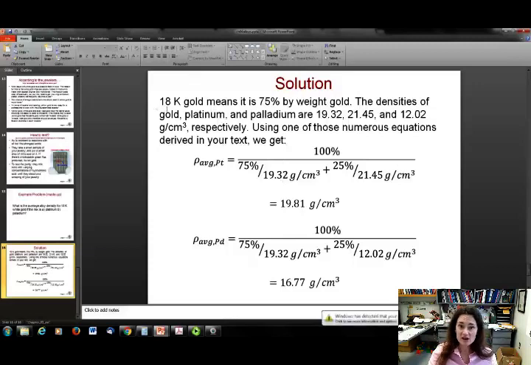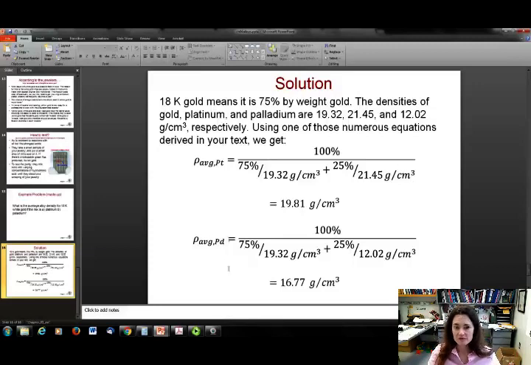So first of all, 18 karat gold, 18 divided by 24 gives you 0.75, and that means that you have 75% by weight gold. Now the densities of gold, platinum, and palladium are 19.32, 21.45, and 12.02 grams per cubic centimeter respectively. So for the average value of the density for the platinum, we have 100% over, now the denominator, 75% divided by 19.32 plus 25% divided by 21.45, which gives you an average density of 19.81 grams per cubic centimeter. So that's the average density for your platinum alloy.